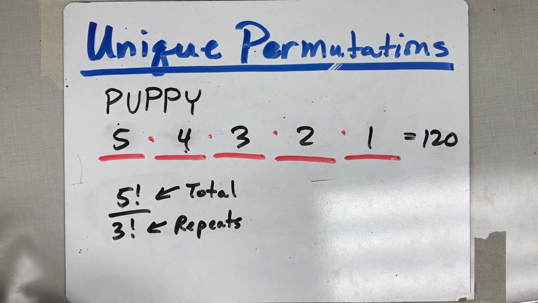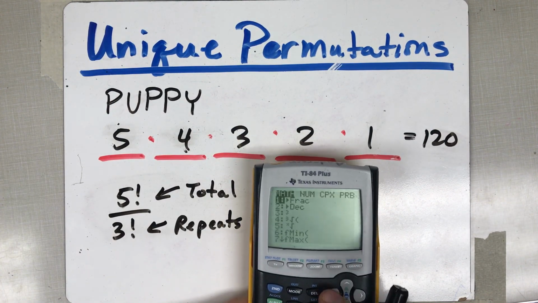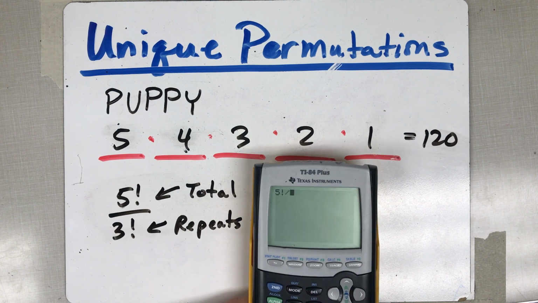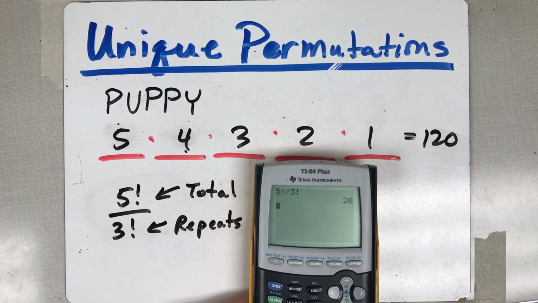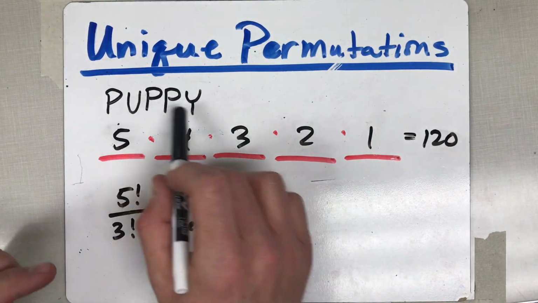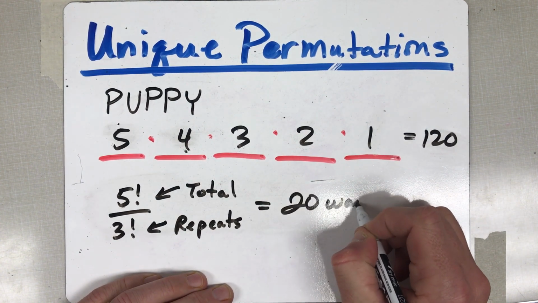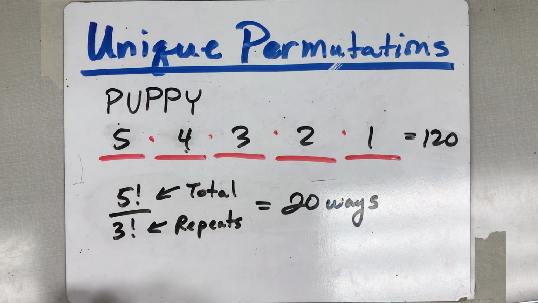So then I take my calculator out, and you'd make this calculation just like this. You go 5 math, left arrow 4, divided by 3 math, left arrow 4, and you hit enter, and then I get 20. There are only 20 unique ways to rearrange the word puppy, so that's how you do those kinds of calculations. Now, there are some special situations that you're going to run into.